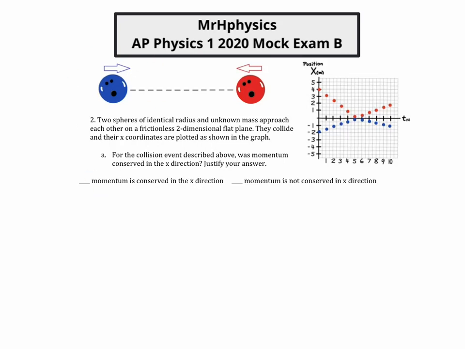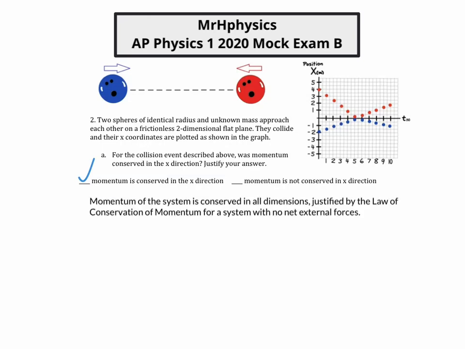We're going to check the box for momentum is conserved, and our reason has to do not with the graph, but with the law of conservation of momentum. All that remains now is to put that into words. So you want to say something along the lines of momentum is conserved in the x direction, or all dimensions, as justified by the law of conservation of momentum for a system with no net external forces.